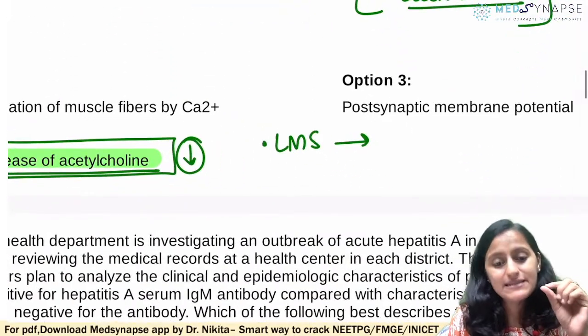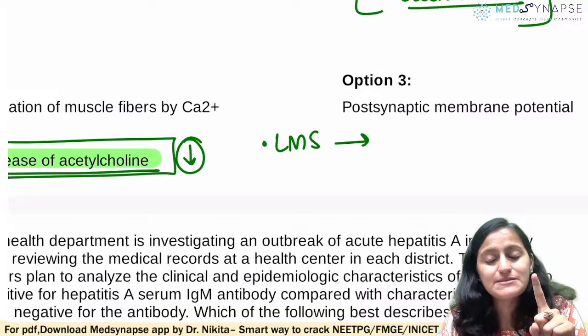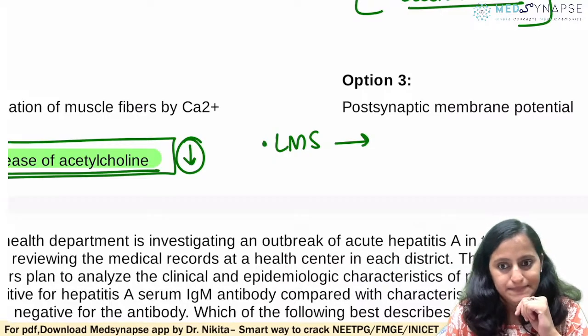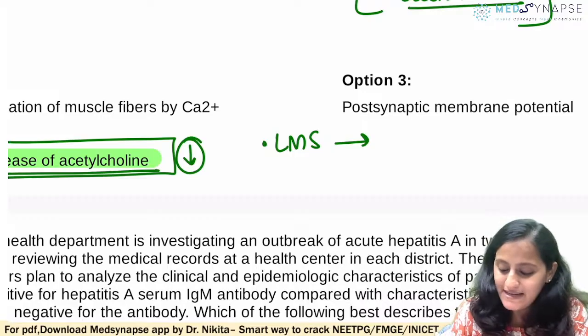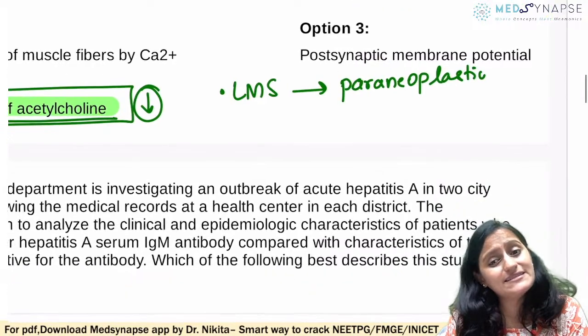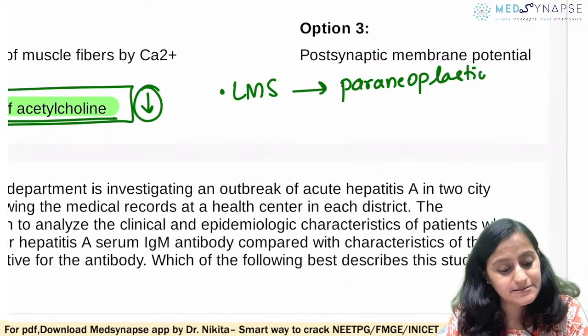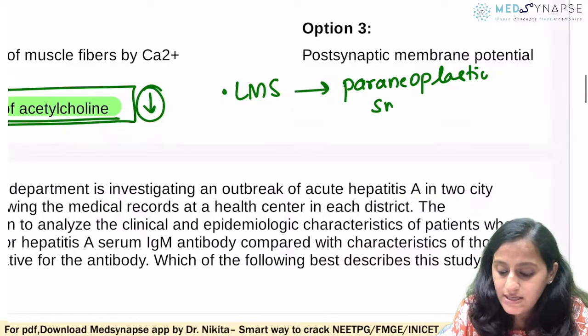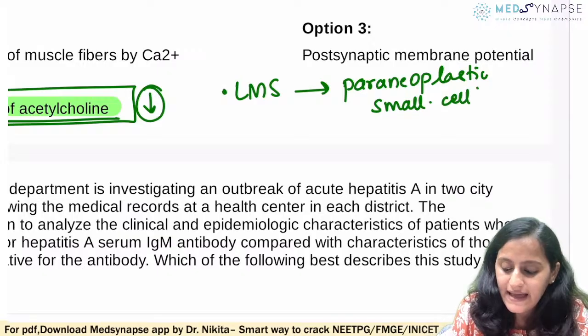So Lambert-Eaton syndrome and cigarette smoking, hilar lung mass. What is the relation between the two? Very good, Asta. Absolutely right. It is a paraneoplastic syndrome associated with which lung cancer? Squamous or small cell lung cancer? Medico, remember, it's not squamous. It is small cell lung cancer.